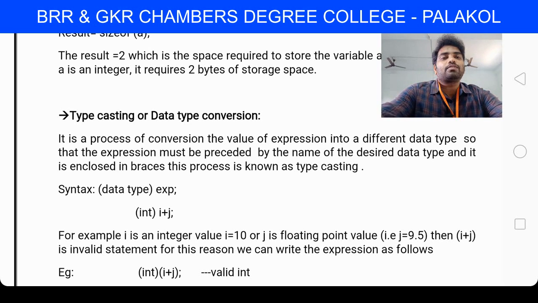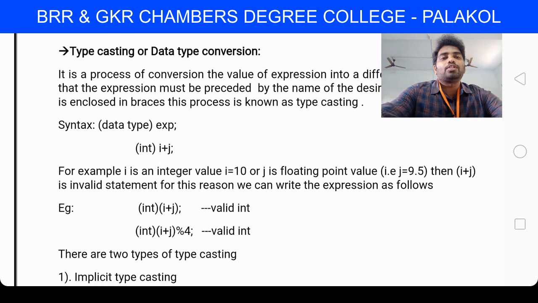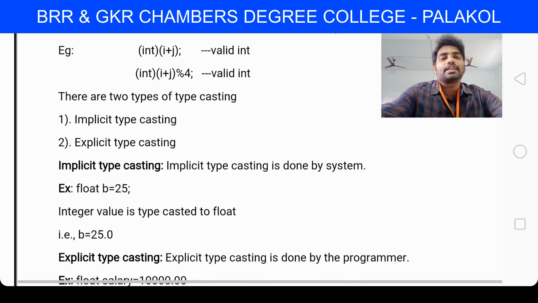This process is the conversion of the value of an expression to a different data type. Suppose data types in the expression int i plus j. For example, integer value i is equal to 0, and j is a floating value, converted to the valid int; j is equal to 9.5. This is a valid statement because the expression is of int data type. Converting the information of one data type to another data type is nothing but type casting.